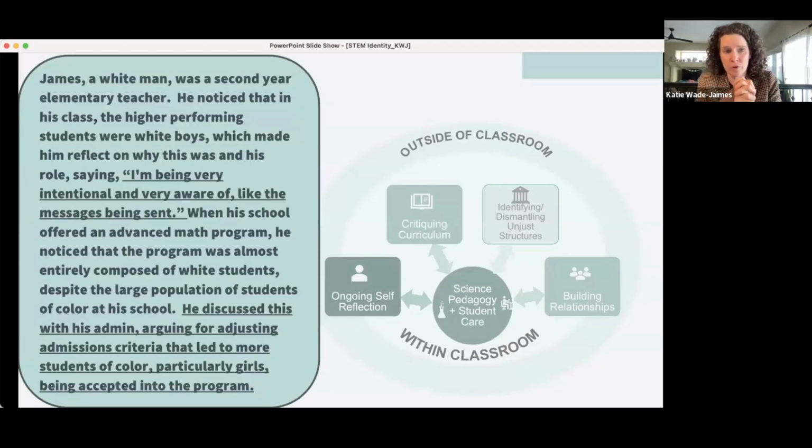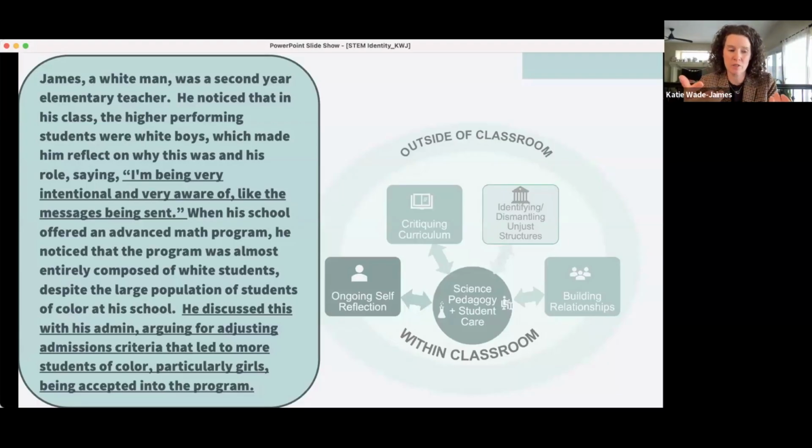And then another example is from James, who was a white man, and he's a second-year elementary teacher. And he noticed in his class that he had a very diverse classroom, but he noticed that the higher performing students were white boys. And so he started reflecting on this and what his role was in this, saying, I'm being very intentional and very aware of the messages being sent to these students. At some point in the year, his school offered an advanced math program for students, and he noticed that the program was almost entirely composed of white students, despite the large population of students of color at his school.